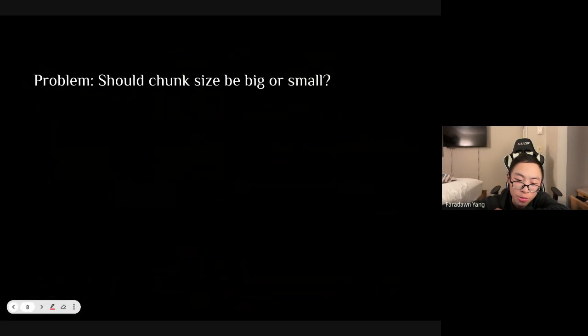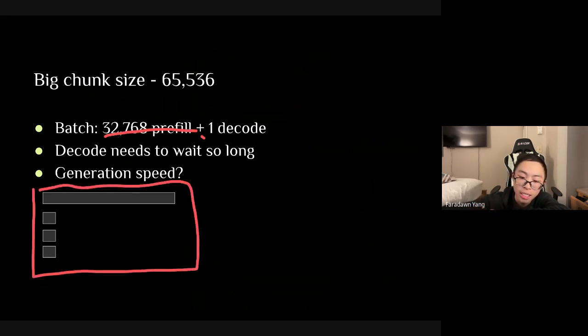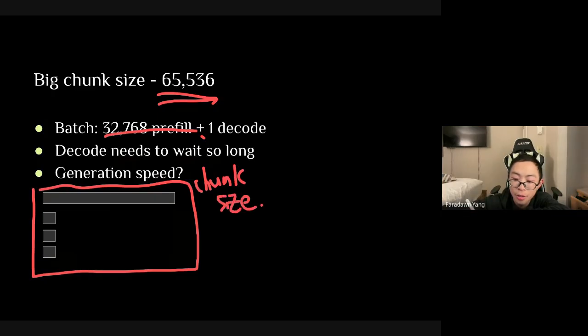Let's go back to this slide of the chunk size. If it's prefill heavy, it means prefill is long, so the chunk size needs to be set very high. If you collocate prefill and decode, your chunk size is high, which will cause the decode to wait.